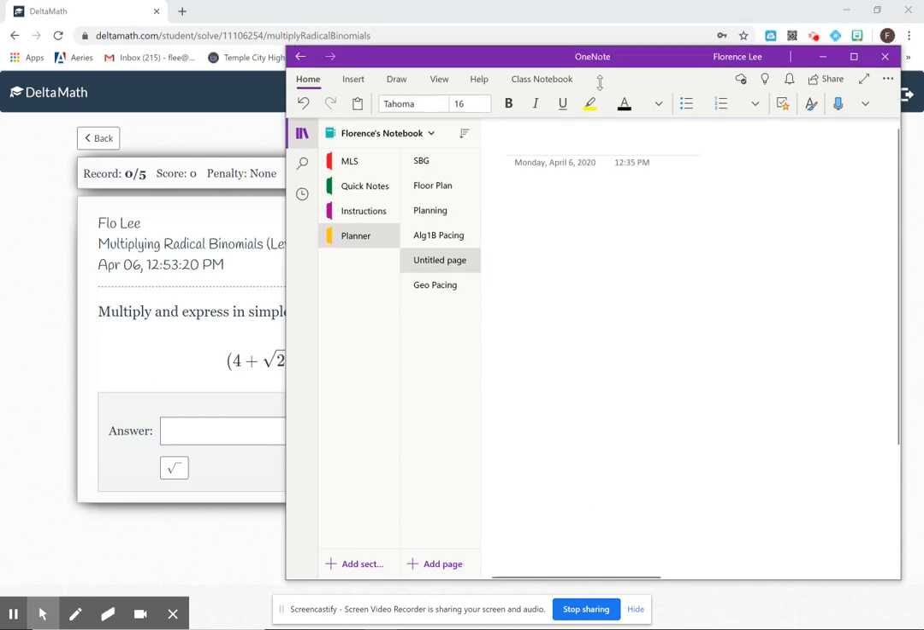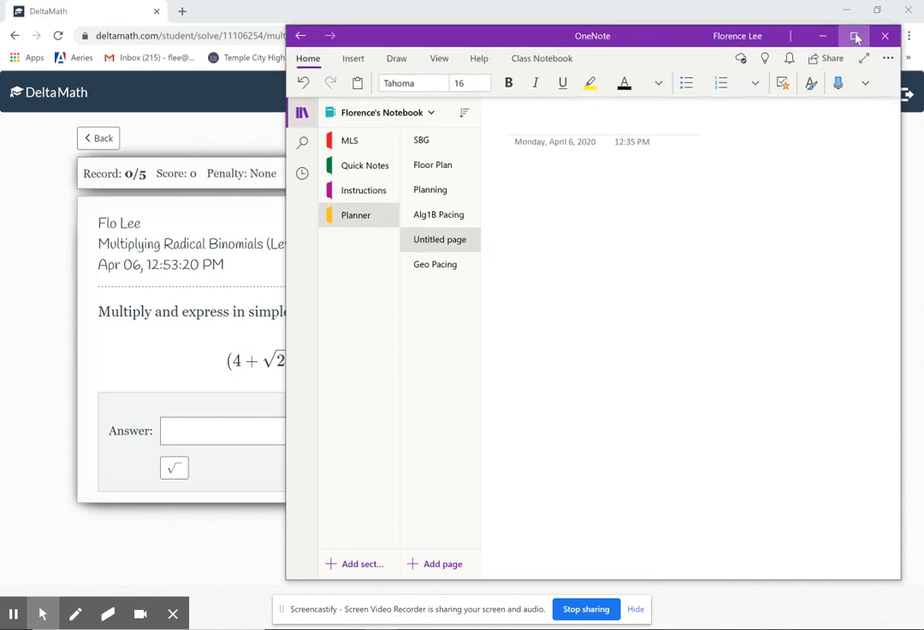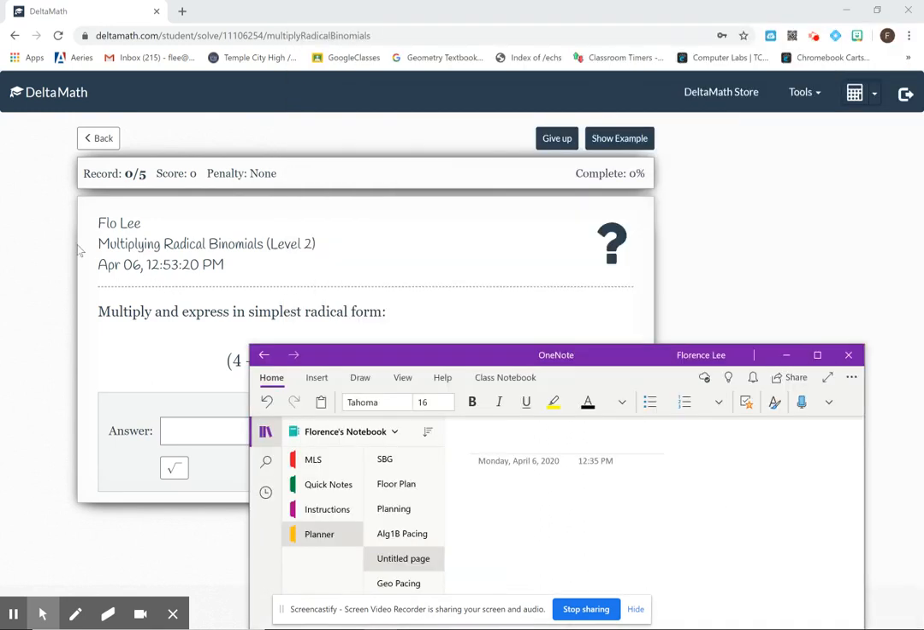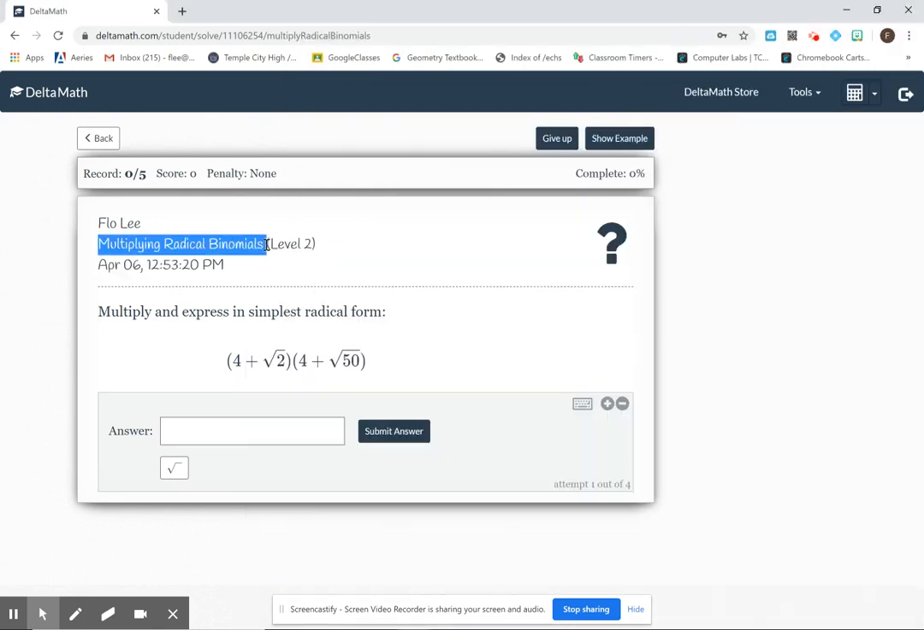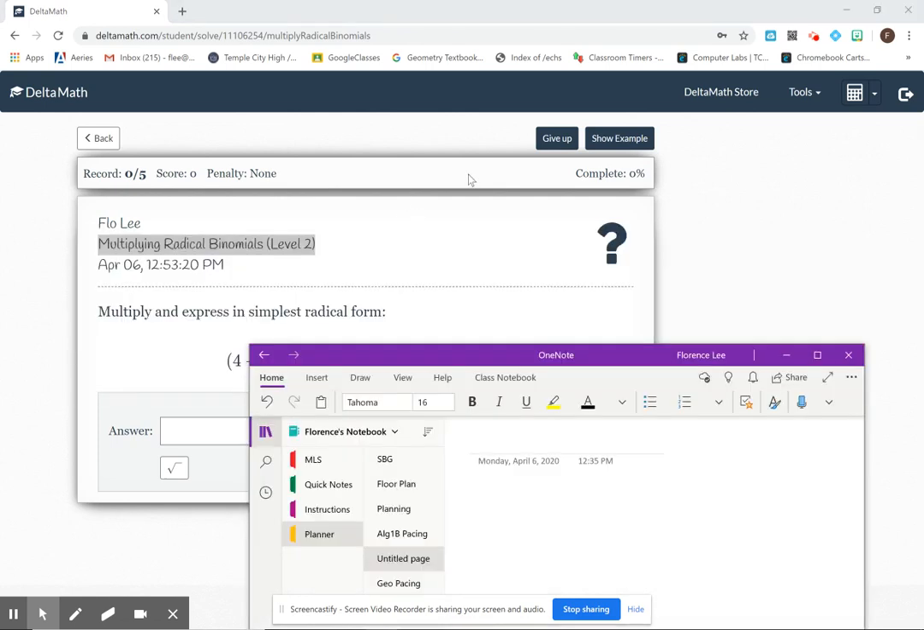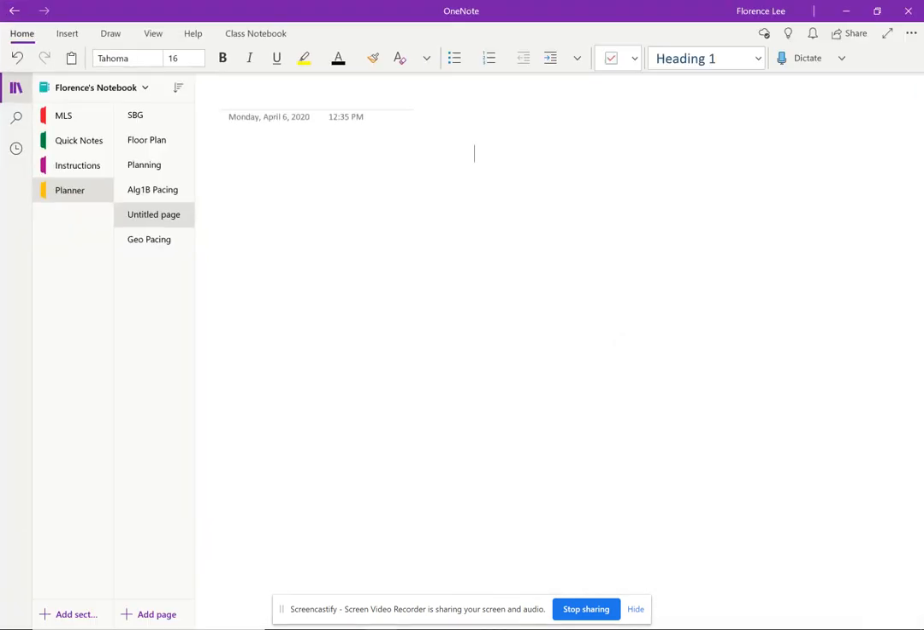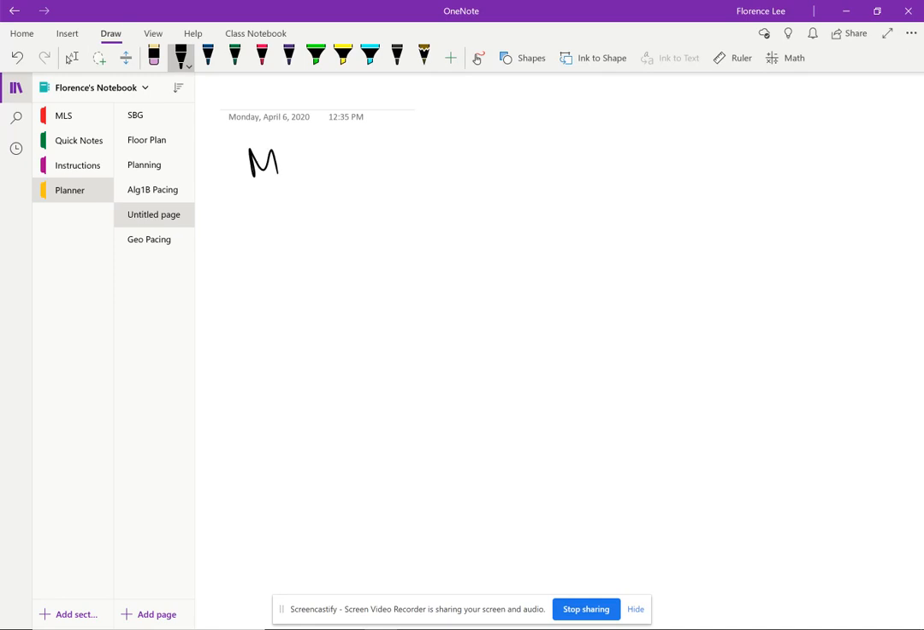you should be writing it down. So what I'm going to do is on my piece of paper here, I'm going to label this. What am I going to label this as right here? This is the title, Multiplying Radical Binomials Level 2. So let's see, I'm going to write that down on my piece of paper, right? Okay, so here we go. Multiply radical binomials.